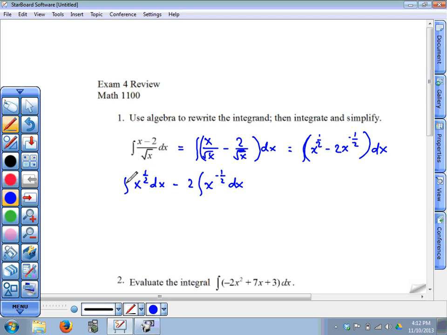Okay, and then taking each integral separately, integral of x to the 1/2, you increase the power by 1, it becomes 3/2, then you divide by 3/2. So this is x to the 3/2, and then dividing by 3/2 is the same as multiplying by 2/3. Okay, and then minus 2. And if we add 1 to negative 1/2, that's positive 1/2, and then we could divide by 1/2, but that's the same as timesing by 2, and we have the constant of integration. So final answer is 2/3 times x to the 3/2 minus 4 times x to the 1/2 plus c.